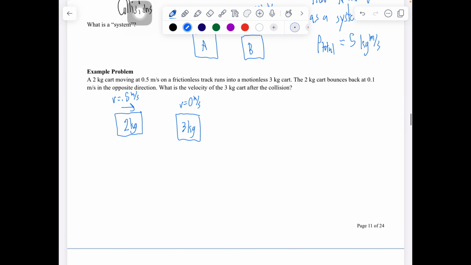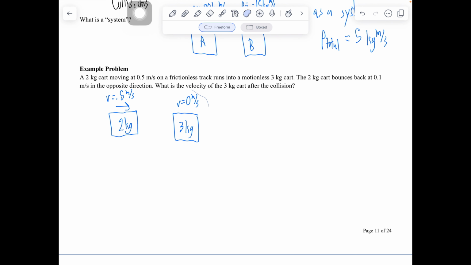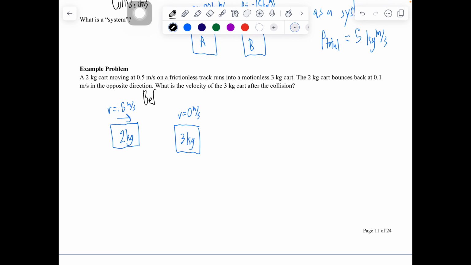We're going to set up a before and an after picture. Here is before the collision. Then we'll separate our paper into two parts. Our right-hand side will be after the collision. So what happens afterwards? The 2 kilogram cart bounces back. So we still have our 2 kilogram cart, but now it's bouncing back. Be very, very careful with this. The velocity is no longer positive 0.1 meters per second. The velocity is now negative 0.1 meters per second. We're bouncing in the opposite direction.